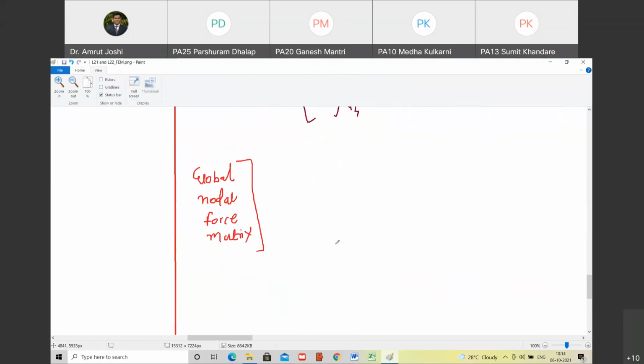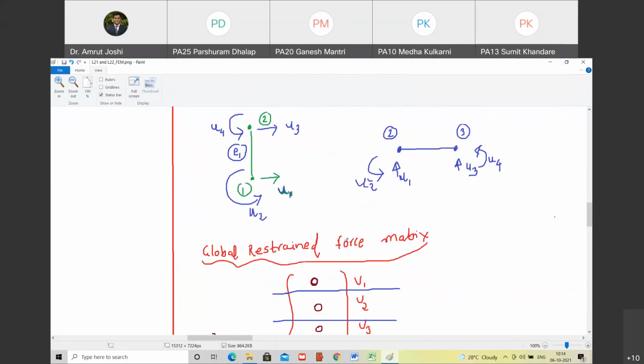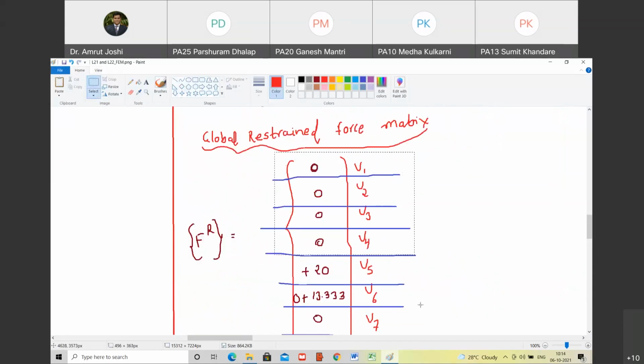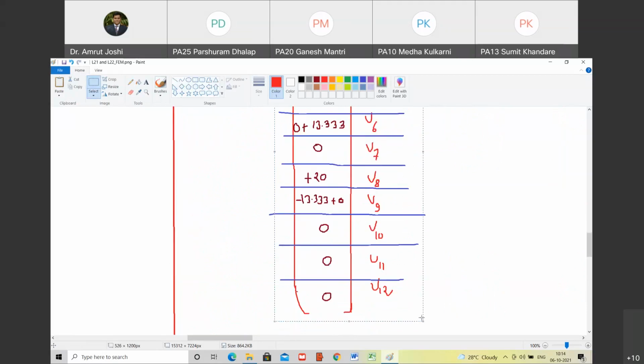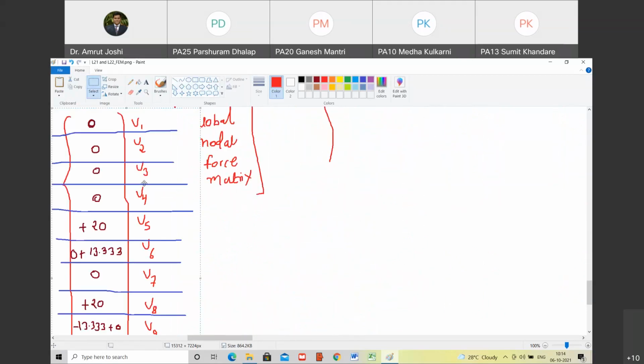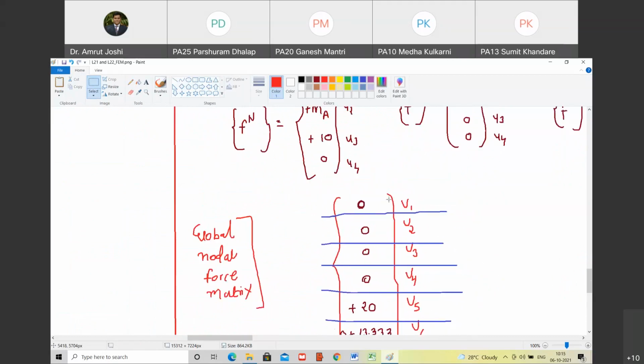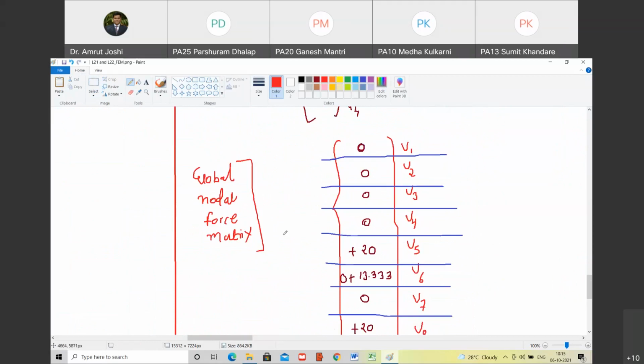Yes, sir. So for the global nodal force matrix, what do we have to do? I will have to borrow this setting there. There are 12 degrees of freedom. So corresponding to that, you are going to have this matrix of size 12. This is Fn matrix. Are you with me? Yes, sir.